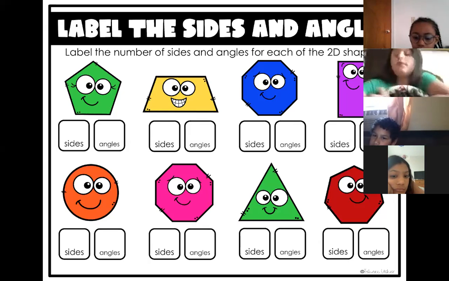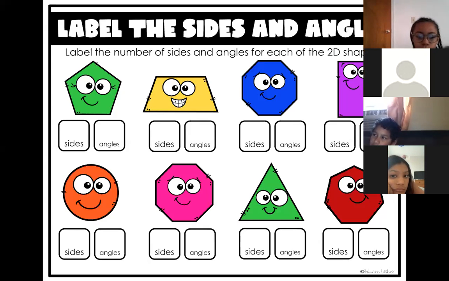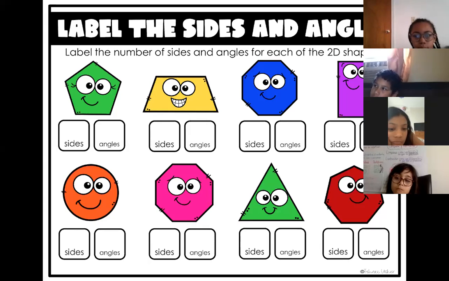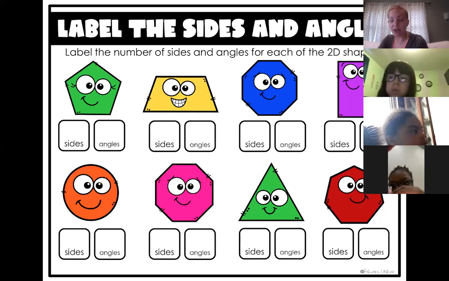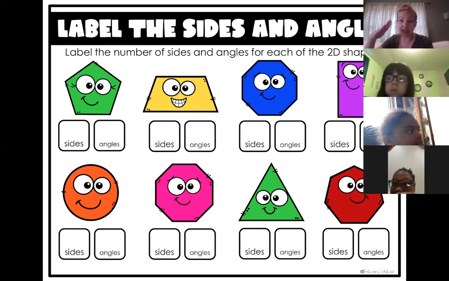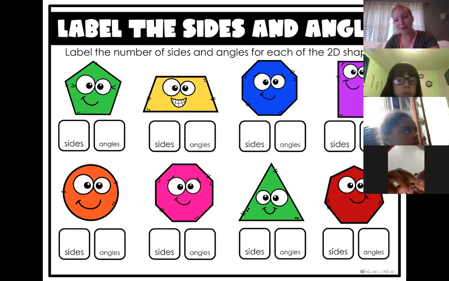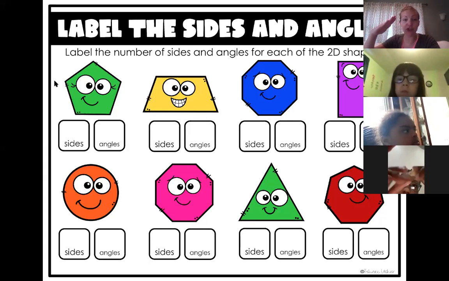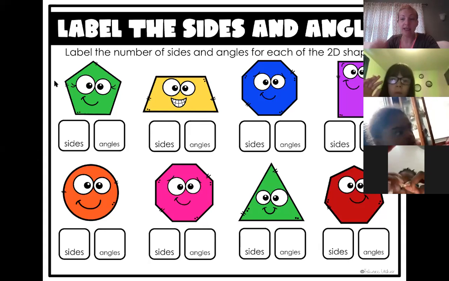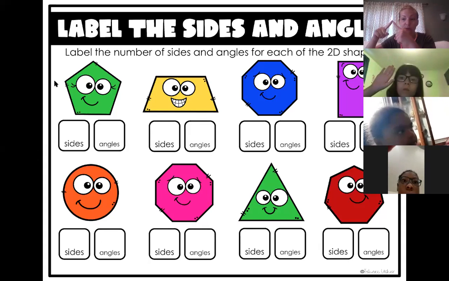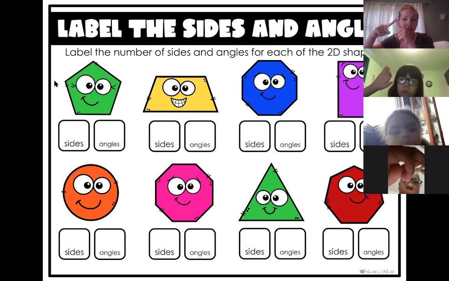Okay, that's actually an interesting one to talk about, because when we talk about sides for shapes, sides are actually just straight lines, okay? So the circle, like she said, doesn't have any angles, but does it have any straight lines? No, it doesn't have sides or angles. You're right, it has no sides or angles. So now we're going to look at the sides, which are straight lines, and we're going to look for the angles, which is where two lines meet and make a point.